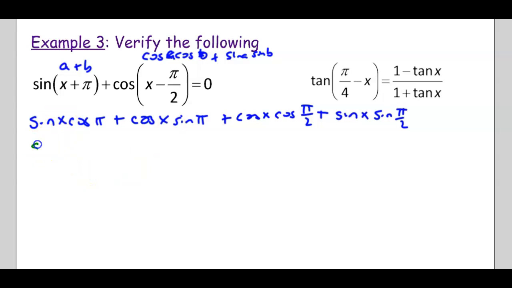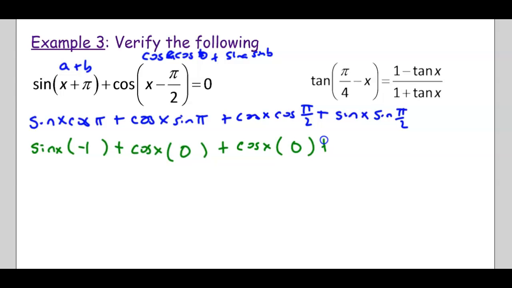So sine of x, guys, is sine of x. What's cosine of pi, somebody? Can you tell me? Look at your blue sheet. What's cosine of pi? Negative 1. Thank you. Cosine of x is cosine of x. What's sine of pi? 0. And then we have cosine of x. What's cosine of pi over 2? 0, thank you. And then sine of x, and what's sine of pi over 2? 1, all right?